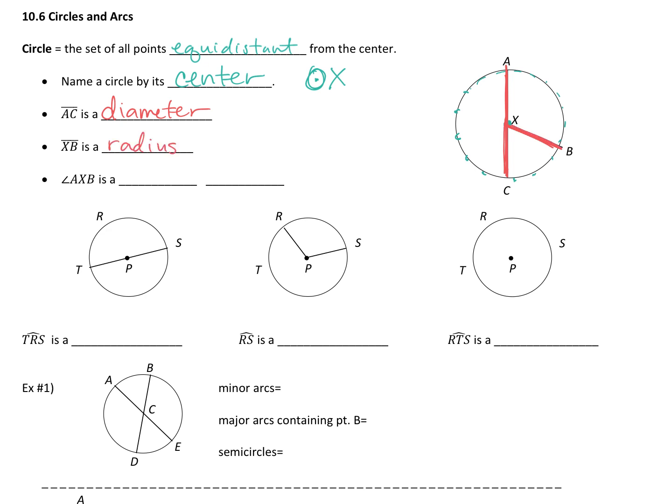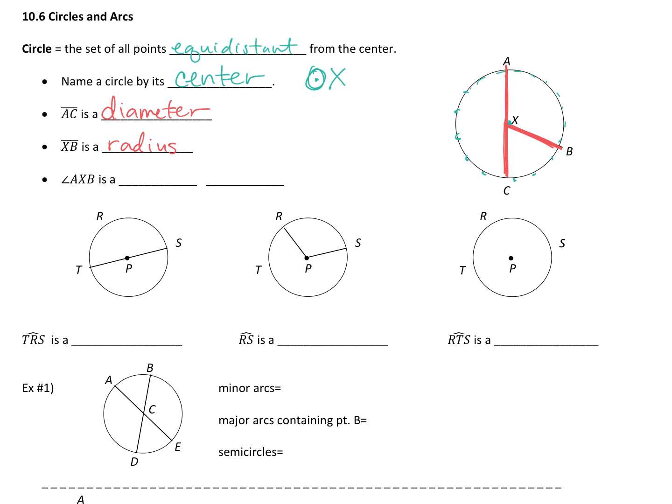Okay, and here's how I always tell people to remember this, because sometimes people get mixed up with diameter and radius. Which word is longer? Diameter. Which line is longer? Diameter. So the longer line is the longer word in that circle. The radius is the shorter one. The diameter goes all the way across.